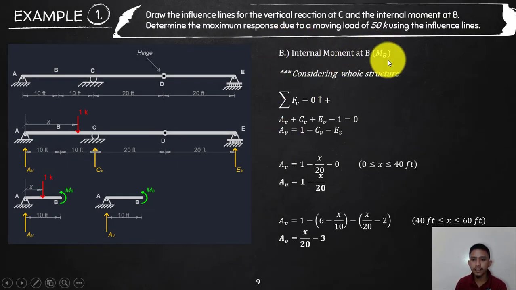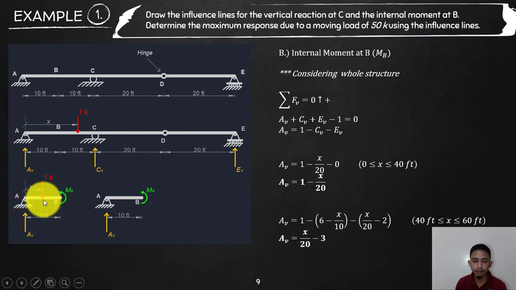So internal moment, that is your MB. Okay, internal moment is MB. So if we will try to figure out that MB, we need to expose that one. So I will cut at B, expose. If you want, consider the right side or the left side. For me, I want to consider the left side.